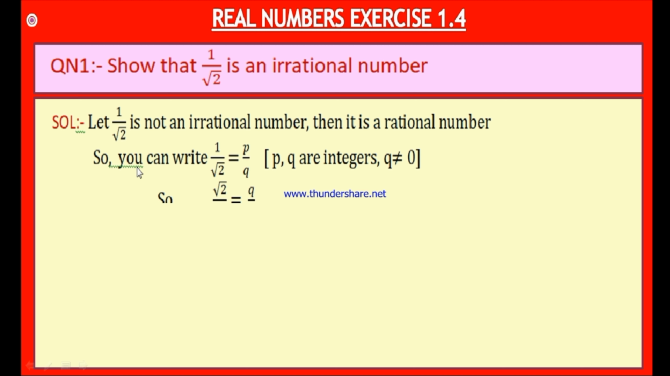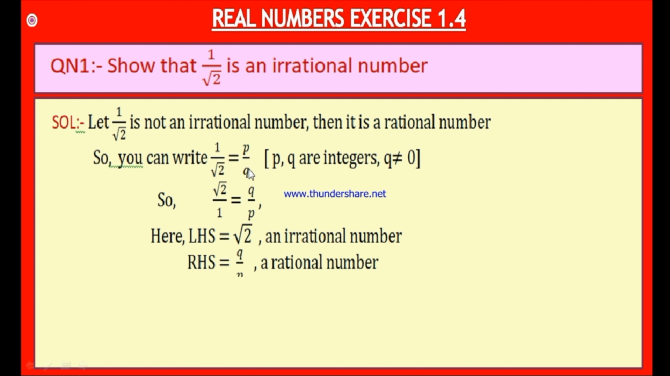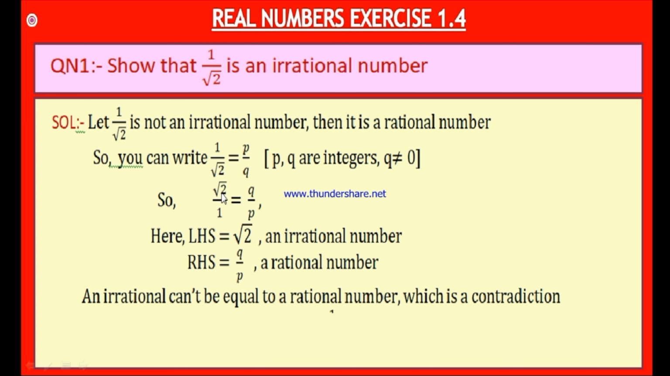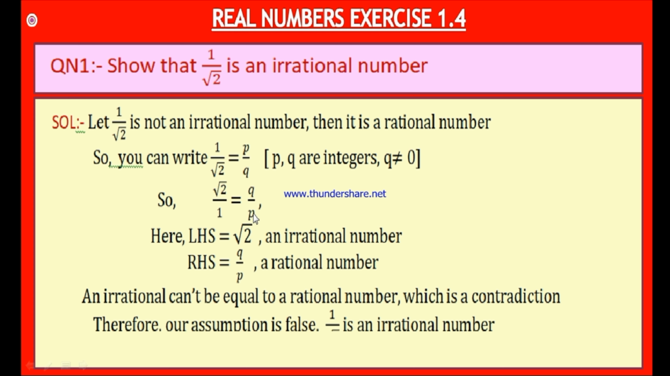Since it is a rational number, you can write it in the form of P by Q. So 1 by root 2 is equal to P by Q, where P and Q are integers and Q is not equal to 0. Now, if you find the reciprocal of both LHS and RHS, you make the denominator the numerator and the numerator the denominator, so that root 2 by 1 is equal to Q by P.